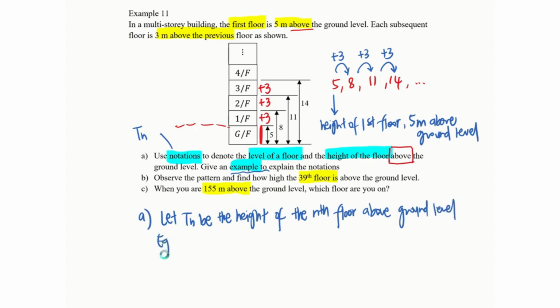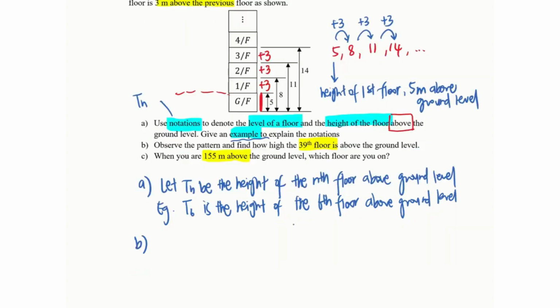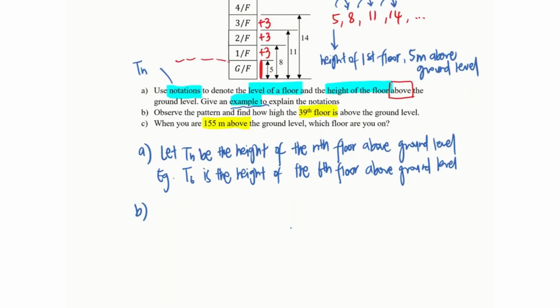So for example, term number 6 is the height of the 6th floor above ground level. After you have defined the notations, let us move on to part B. Observe the pattern and find how high the 39th floor is above the ground level.